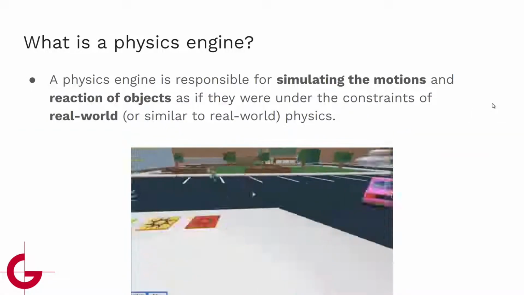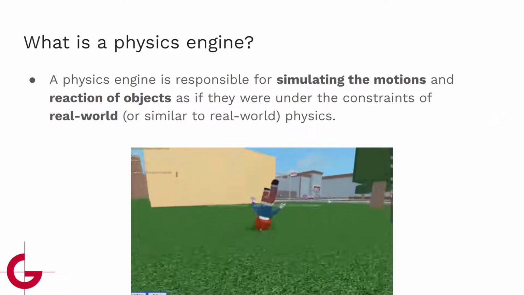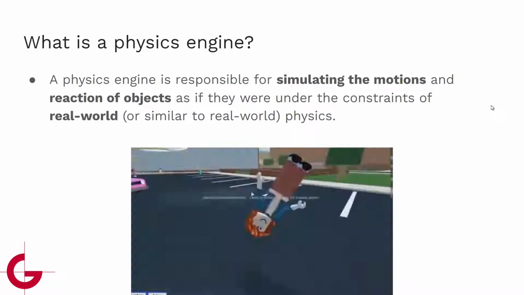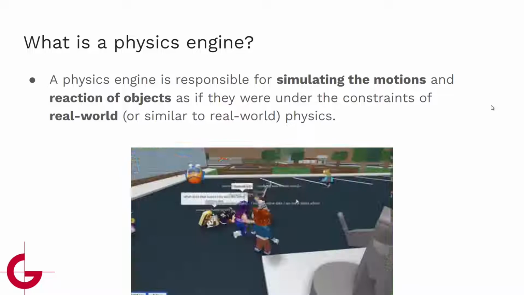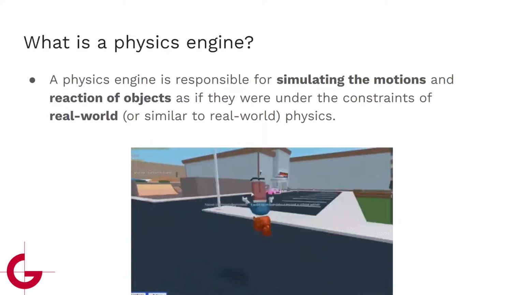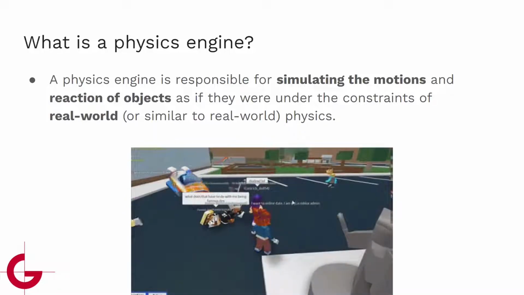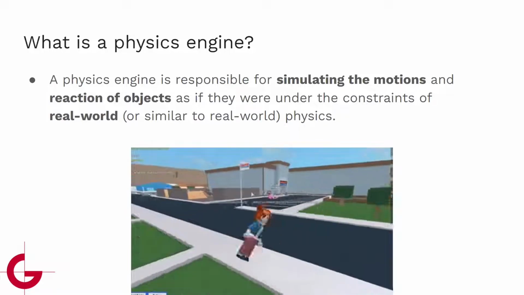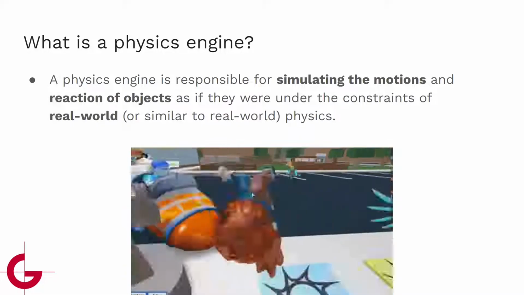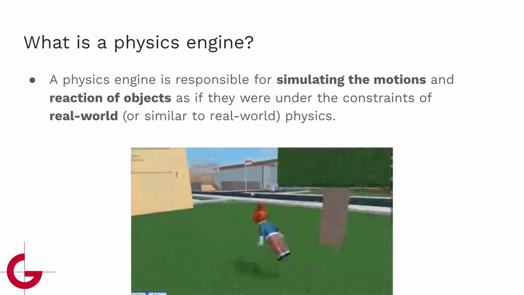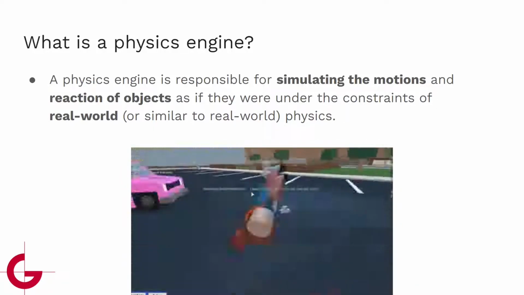But let's start with the basics. What is a physics engine? Well, a physics engine is a system that is responsible for simulating the motions and reactions of objects in the game as if they were under the constraints of real-world physics. So they are responsible for gravity, forces, and collision detection in the game.